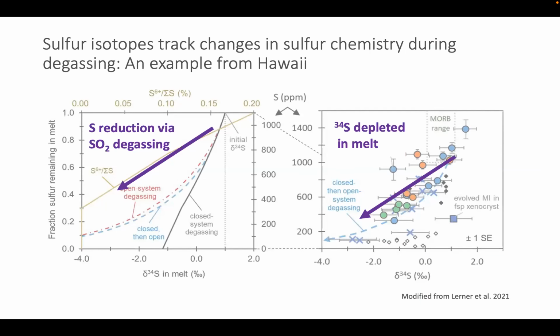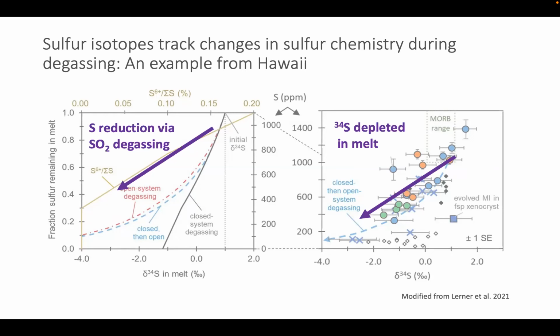So the first study I want to show is an example of how we can use sulfur isotopes in melt inclusions to understand degassing patterns. This is an example from Hawaii, from Kilauea volcano. So keep in mind that the behavior will be slightly different in arcs, but I think it's a great example of the potential of what we can do with this kind of data.